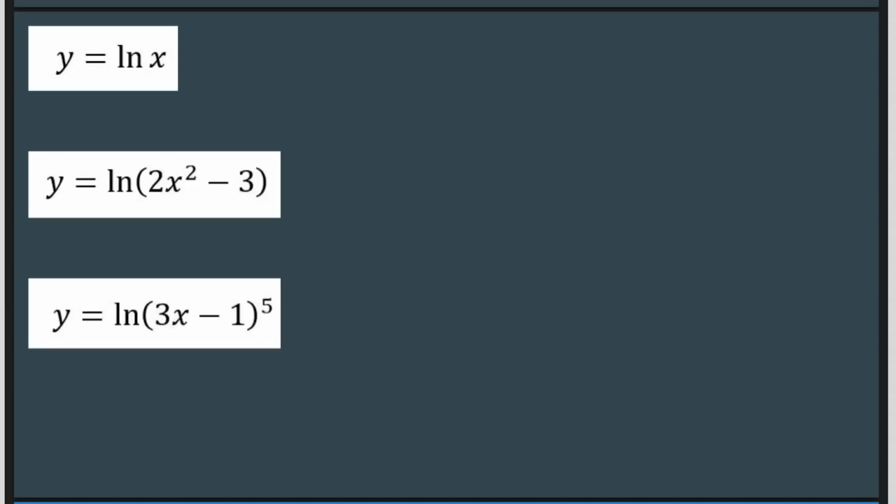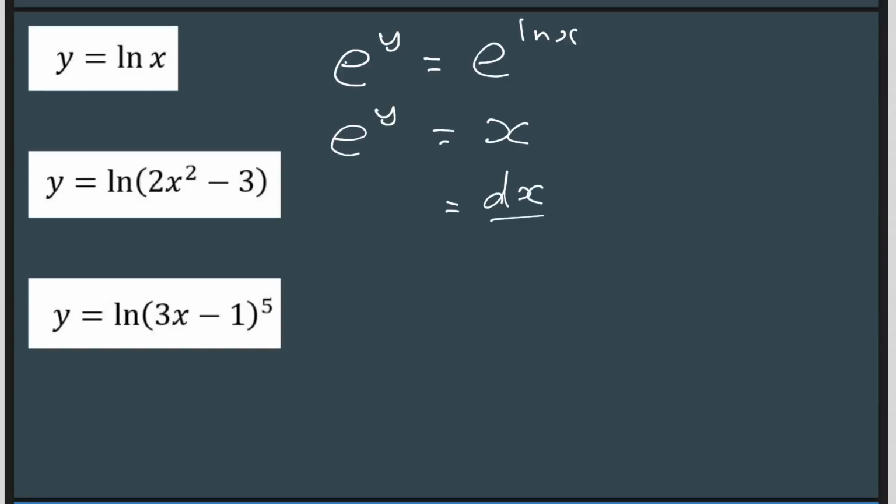Now this is quite sneaky. I'm going to start with this first one and prove it to you. I'm going to e both sides, so I get e to the y is e to the ln x. Now you notice that's e to the y equals x. I'm going to differentiate now with respect to y. Oh, that just gives me e to the y.